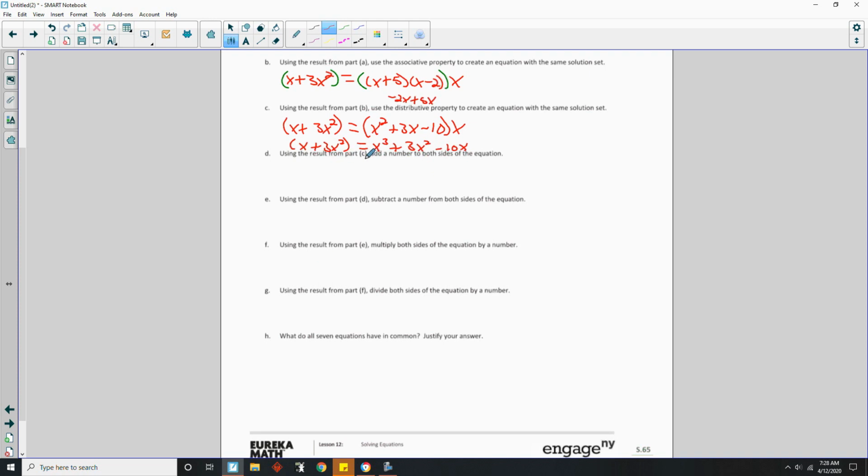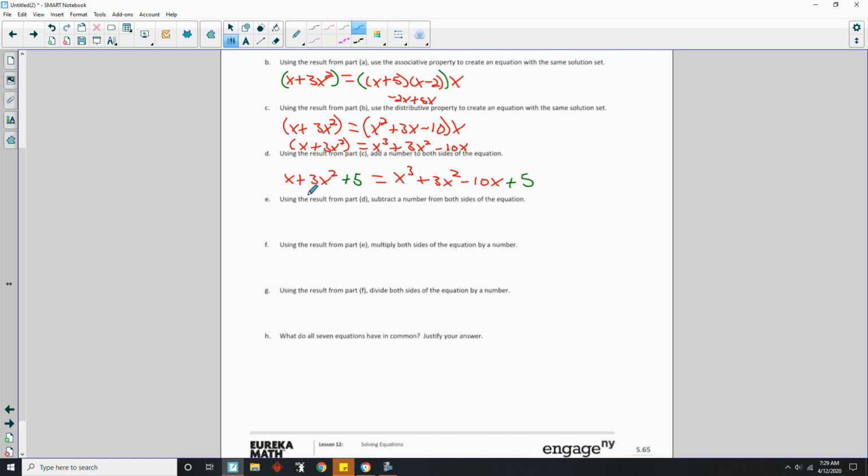Now I use the results from part C. Add a number to both sides of the equation. So if I take this and say x plus, well, let's get rid of these parentheses now because we're not using them, x plus 3x squared plus 5 equals x cubed plus 3x squared minus 10x plus 5. So let me change the color of those. It said to add 5 to both sides, but I'll use a different color just so they stand out. I added 5 to both sides.